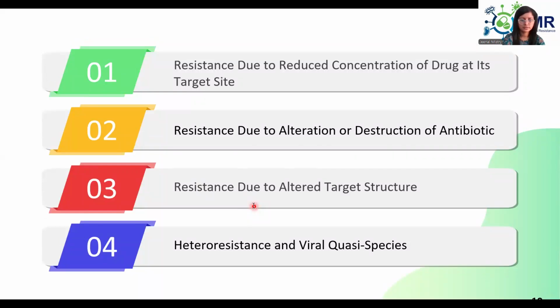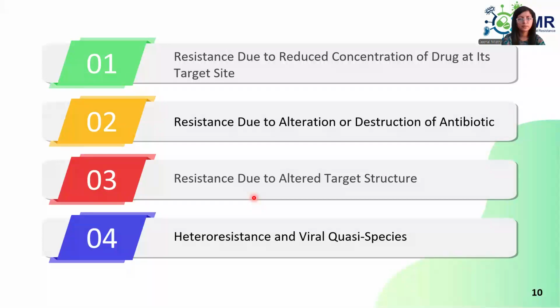So for target structure, I'm giving an example of HIV. A common consequence is a single or multiple point mutation in the amino acid sequence and conformation of the antimicrobial target protein. In HIV, there are chances of frequent alterations of that particular target structure, so the chances of resistance to the antimicrobial agent are high.